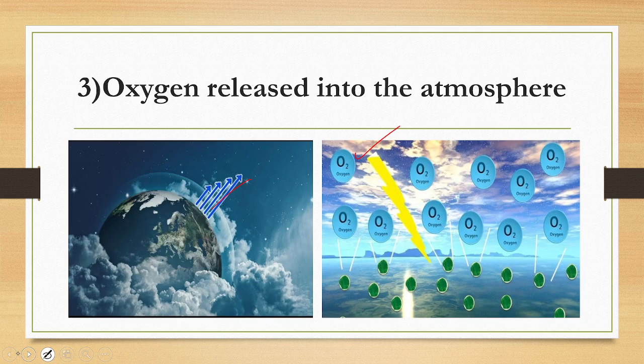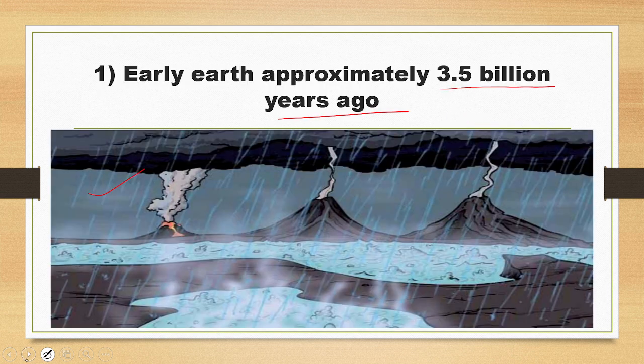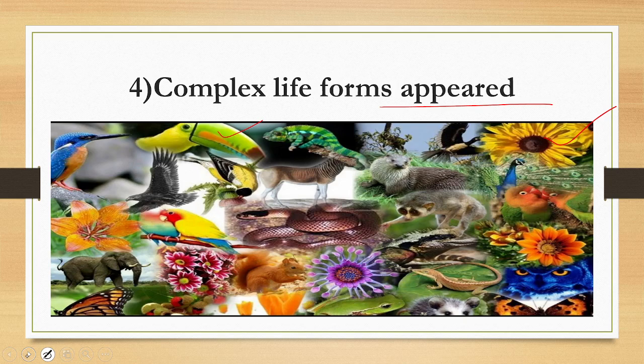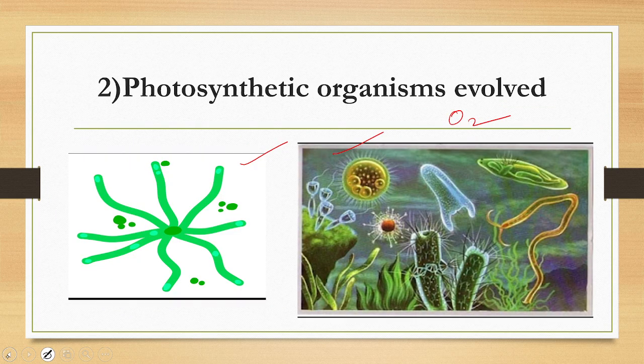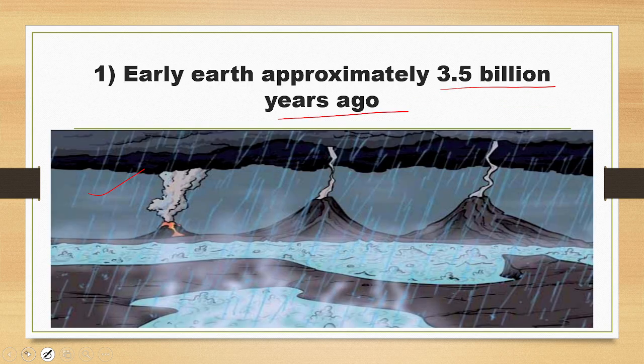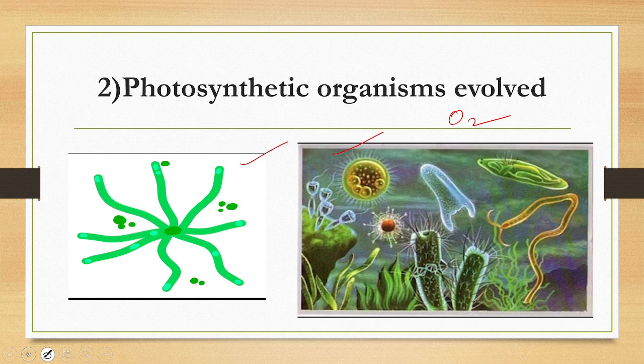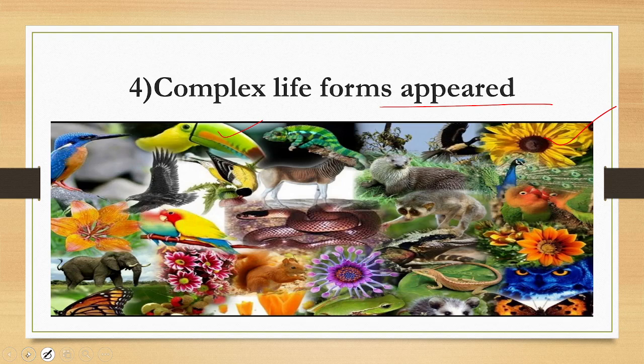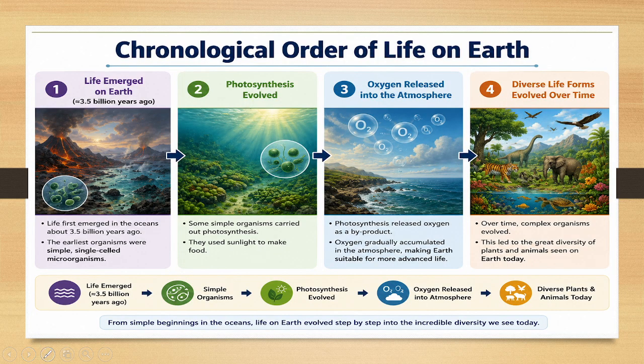So always remember this order. It is already given in your textbook. You can just go through it. So once more, that is early Earth approximately 3.5 billion years ago. Photosynthetic organisms evolved. Oxygen released into the atmosphere. Complex life forms appeared. Now we can just consolidate the chronological order of life on Earth.